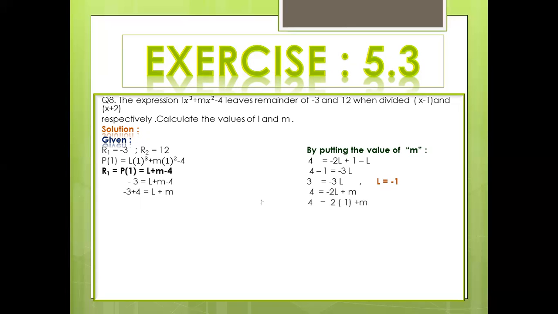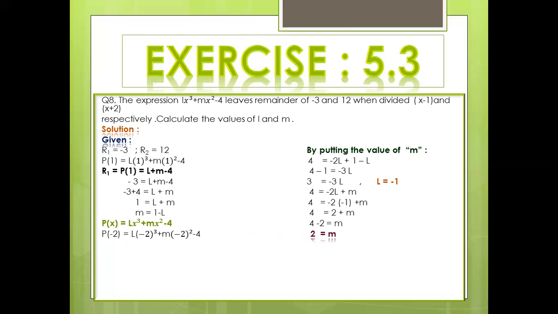Let's see the solution. R1 is minus 3 and R2 is 12. The first linear factor is given, x minus 1. Replace each x with 1: L into 1 cube plus M into 1 square minus 4. I write capital L here because you can differentiate easily between 1 and L. When we write small l, 1 and l both look the same. But when you are solving in your copy, you must use a small l in your solution.